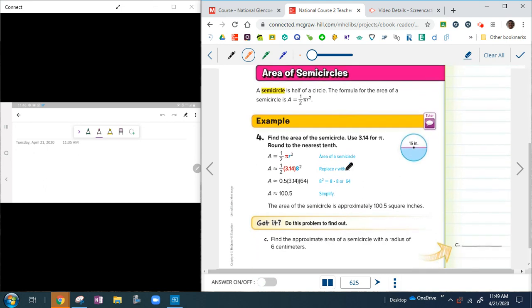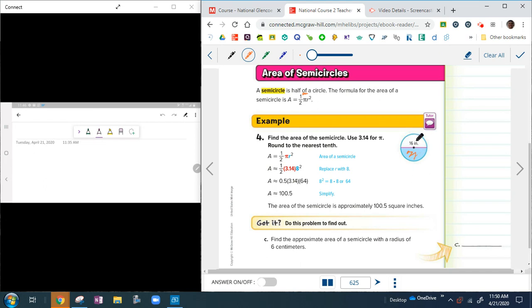Now we got a semicircle, which is half of, see this word here, half of a circle. So just throw a half in there in front of the pi r squared and you can find the area of a semicircle. Here's this example here. They're telling you to find this area of the blue, which is just half of a circle. We call it a semicircle.